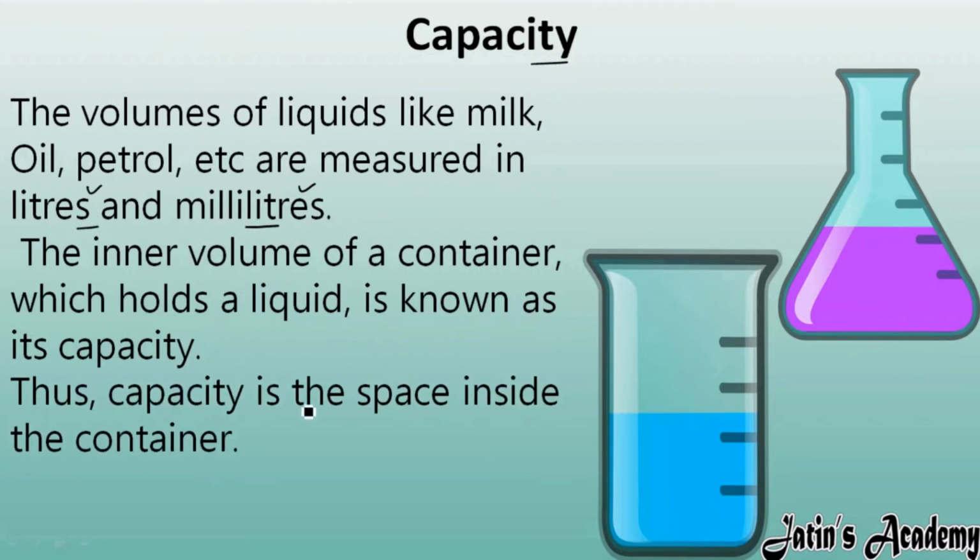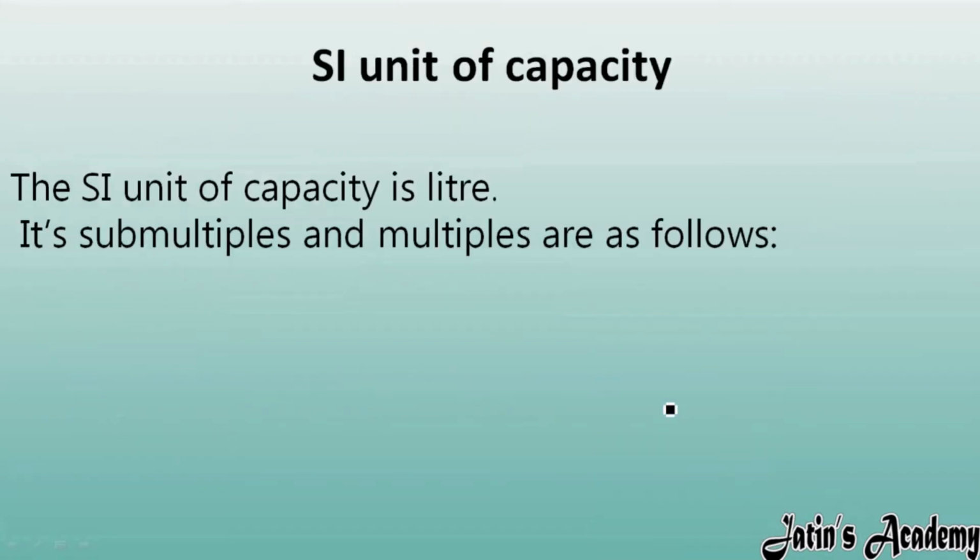Next we have: capacity is the space inside the container. Or you can write it like this also: capacity is whatever space is present inside this container which can hold a liquid. That space is nothing but its capacity. Next we have the SI unit of capacity.